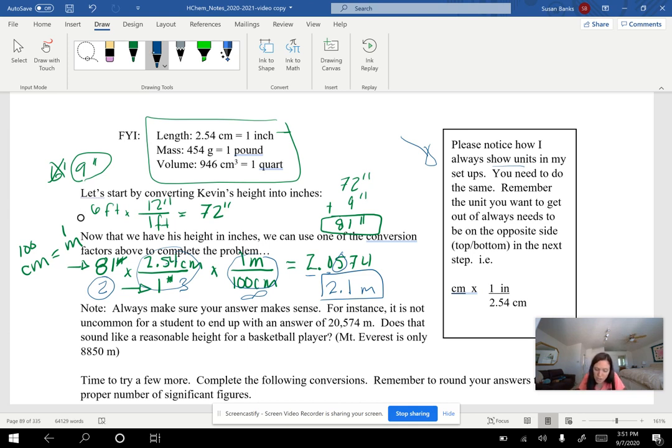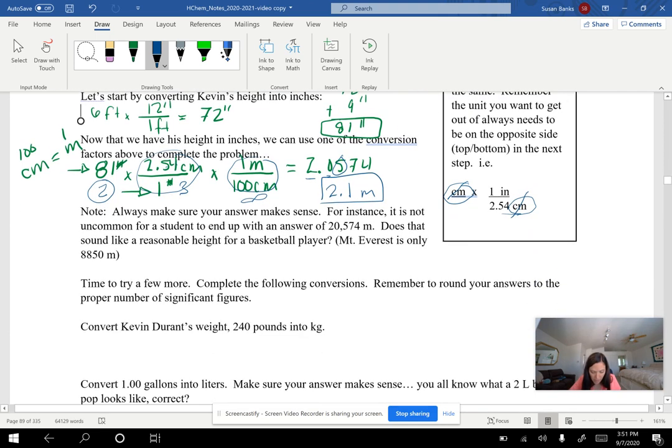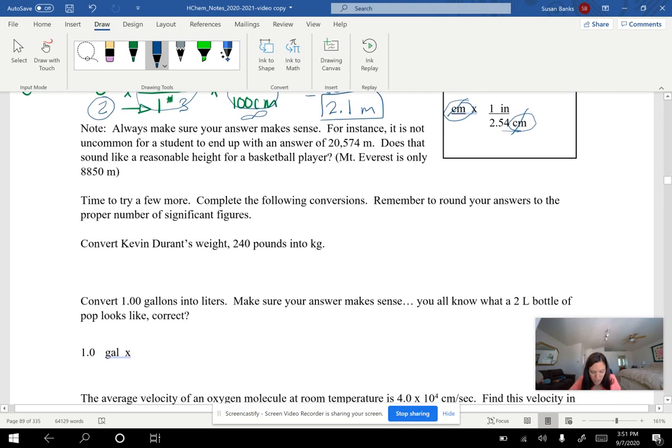Remember, the unit you want to get out of always needs to be on the opposite side, either the top if it's on the bottom or the bottom if that unit is on the top in the next step. I.e., if I wanted to get out of centimeters, centimeters needs to be on the bottom here on this next step so that I can cancel that unit out. Okay? Remember, we're looking at units as part of the problem. So we're going to try some more.